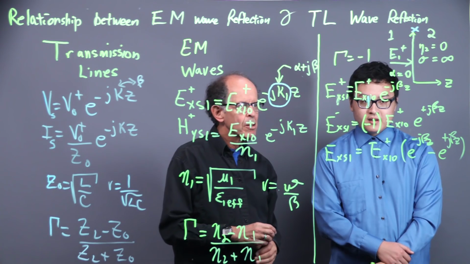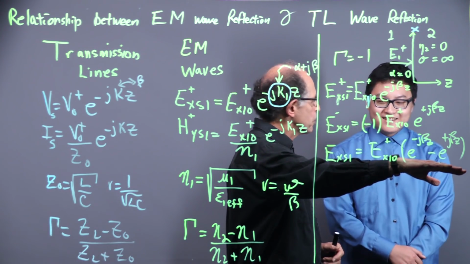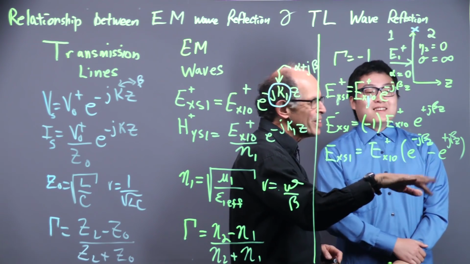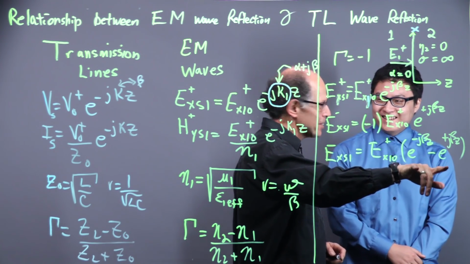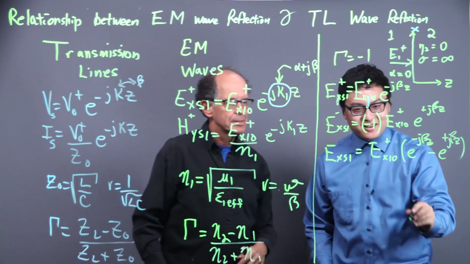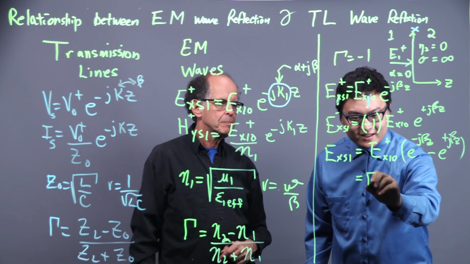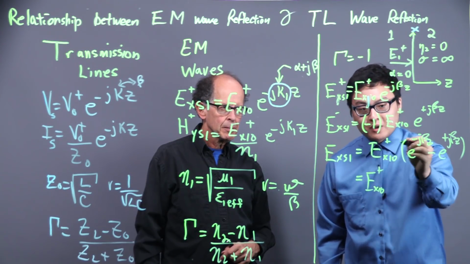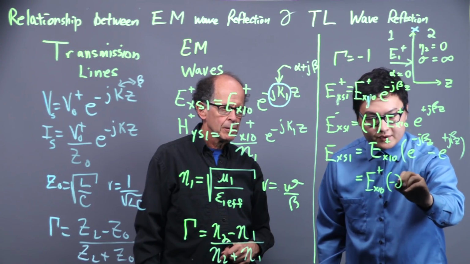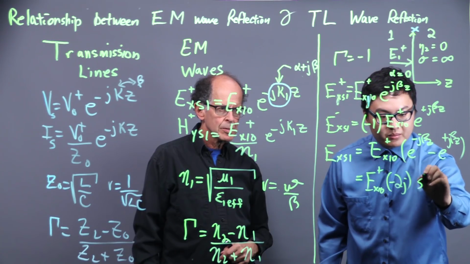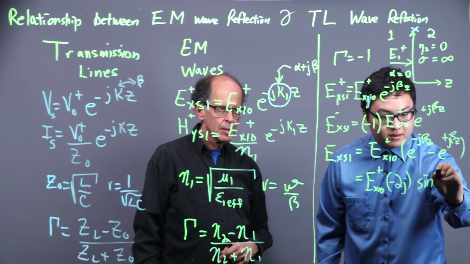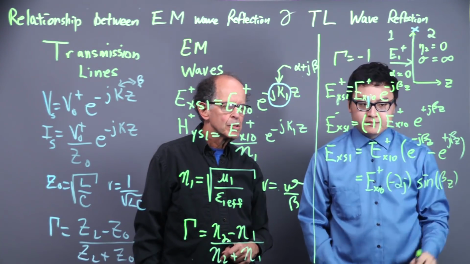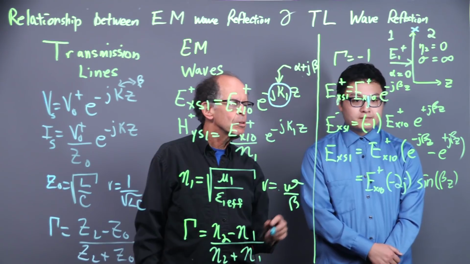Now I smell Euler here. This looks like a familiar pattern. Anytime I see this, yeah, it's pretty good. I think you know what the answer is for this one. Well, I think I do. EX1 naught, if we multiply by 2j, then we can put this as sine beta z. Right. So there's our phasor solution for the total field.